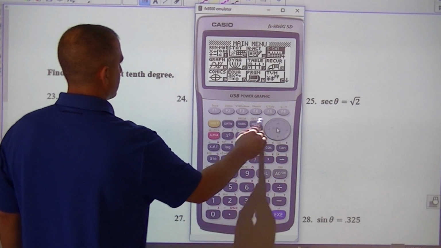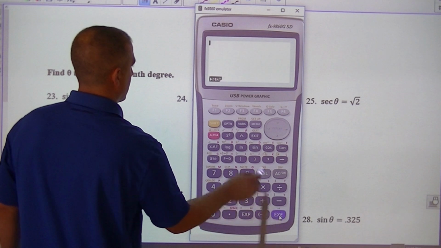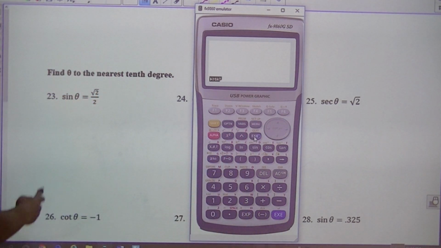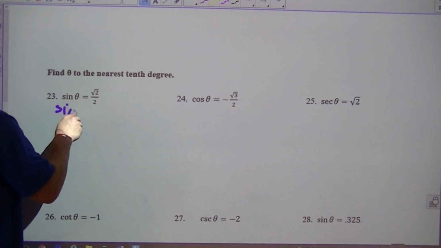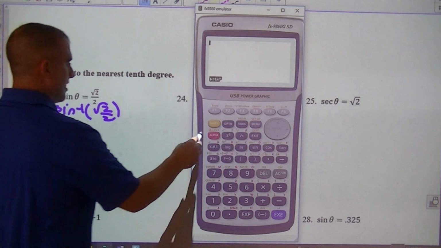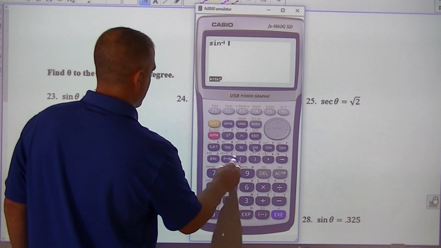Let me go back. Hold on. Shift menu, let me go down. Yep, I'm in degree. So the first thing I want to do is take the inverse sine of square root of 2 over 2. That's going to give me my first angle.